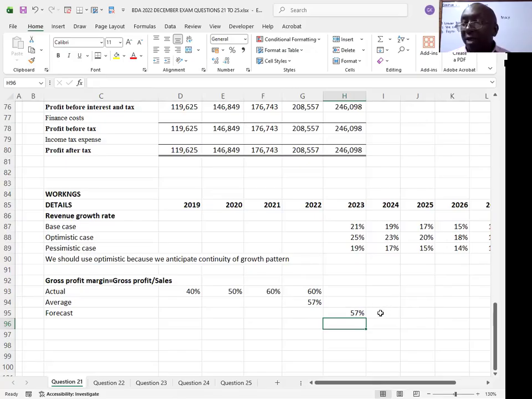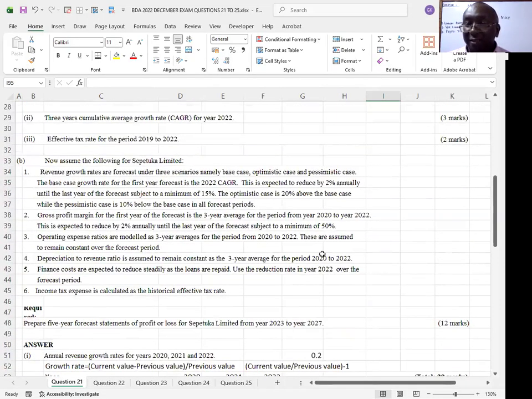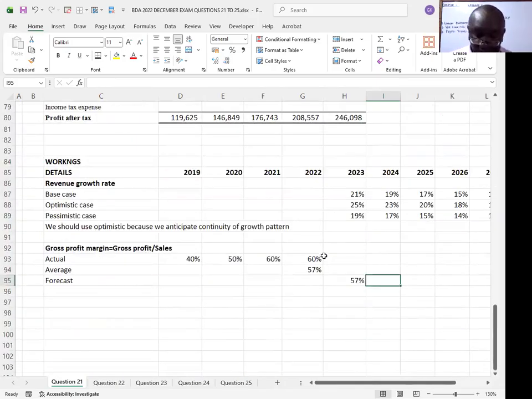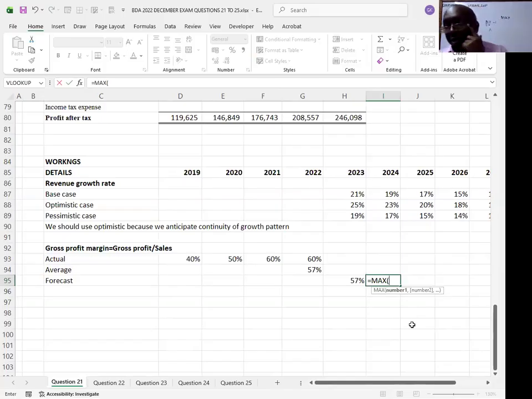Now, when you get that, we are told it is reducing by 2% until we get to 50%. So we just use the same method of equals, you type max. Ile function tulitumia, double click. Alafu unasema this 57 minus 0.02, put a comma. Then you take 0.5, you close the brackets.